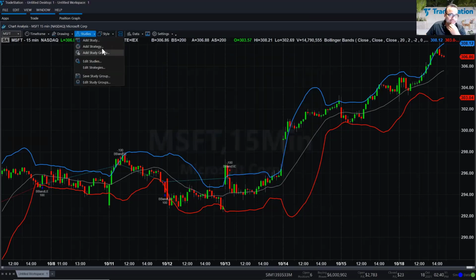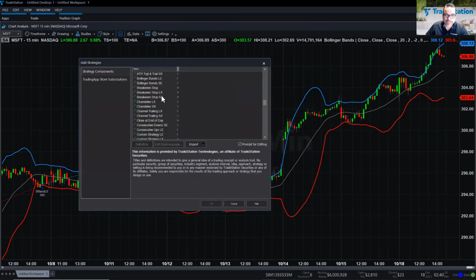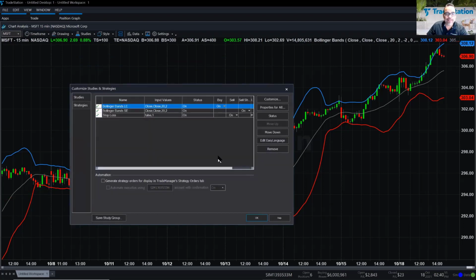Let's go to studies and add strategy. Remember that strategies are separate from studies. And I'm going to go here to the S's. Stop loss is right here. I'm going to use just a regular one. The LX and the SX are very individual to the long and the short entries. I want to use the one that doesn't have the designation, which covers you on both types of entries. I'm going to click OK, and I have the list of strategies. I have my 2 Bollinger Band strategies, and I'm going to modify the stop loss.